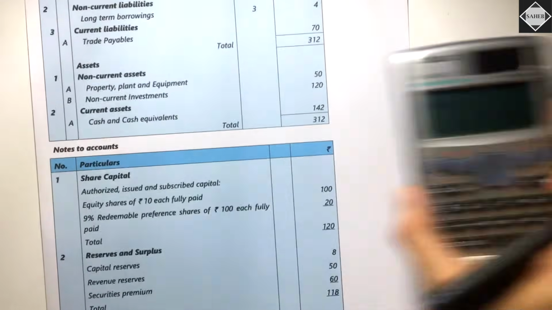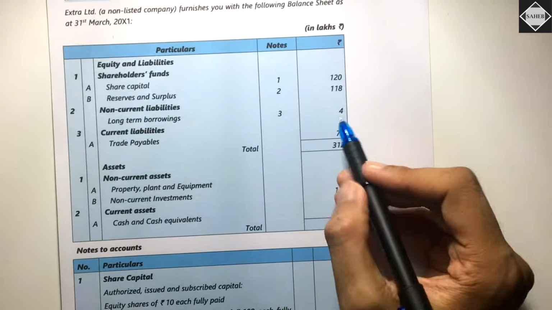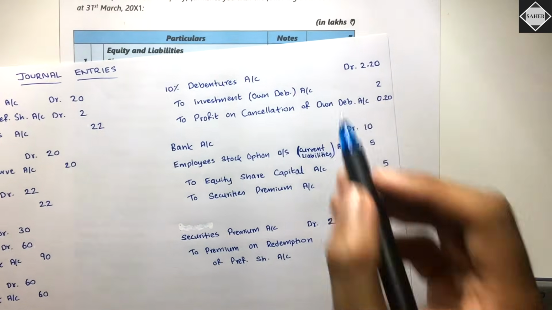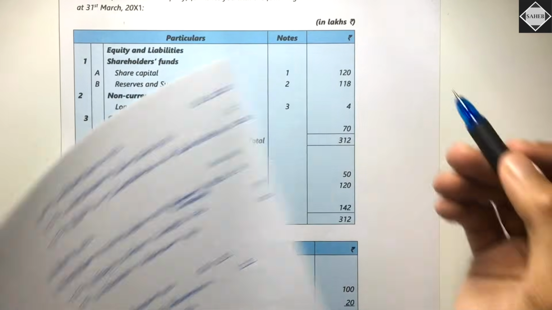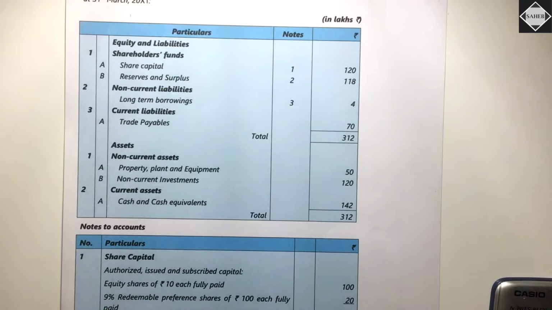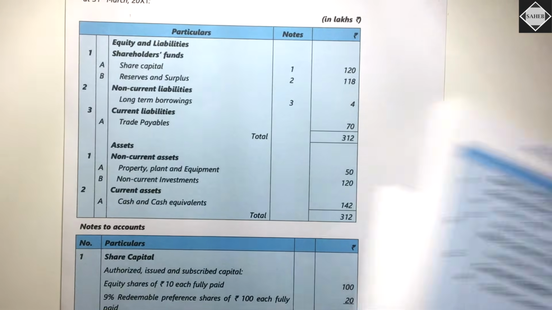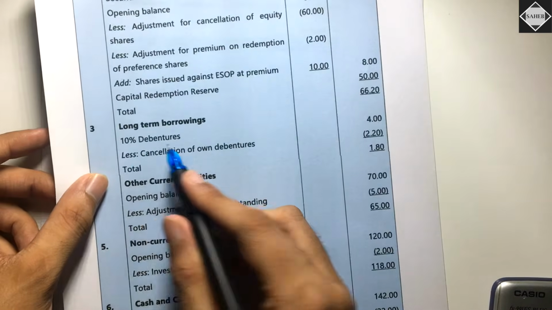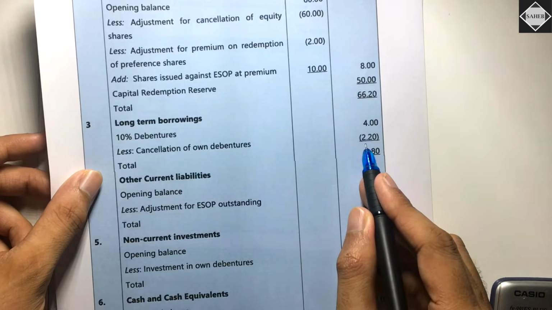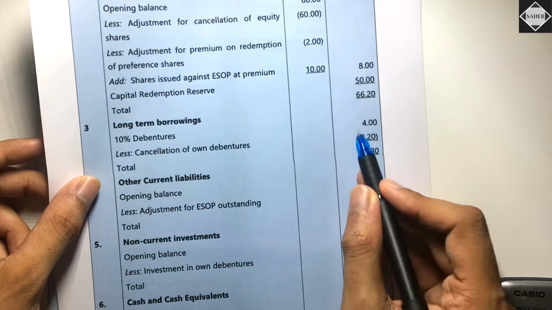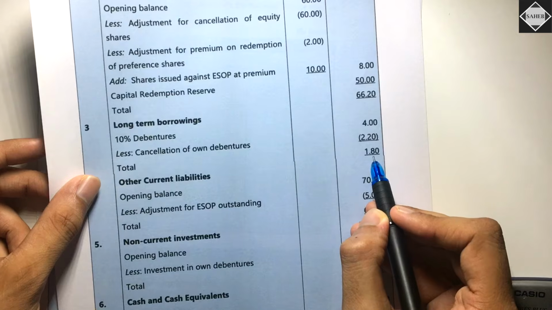What happened to debentures? See here, we have debentures of 4 lakhs, isn't it? If you see in the question, we have debited the debentures and cancelled how much? Of 2.20. So that 2.20 decrease we have to give over here. That effect we have to give. So if you see in the solution balance sheet, in debentures there is a reduction. 10% debentures, 4 lakh minus 2.20 lakhs, because we have now redeemed debentures of 2.20 lakhs. So that we have to subtract. So that's equal to 1.80 lakhs.